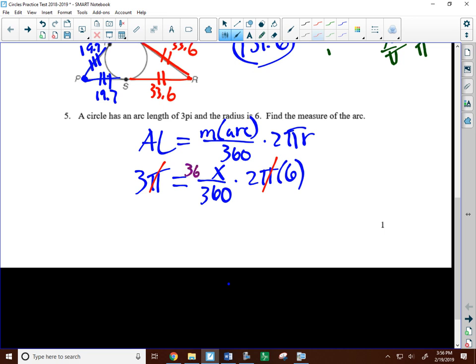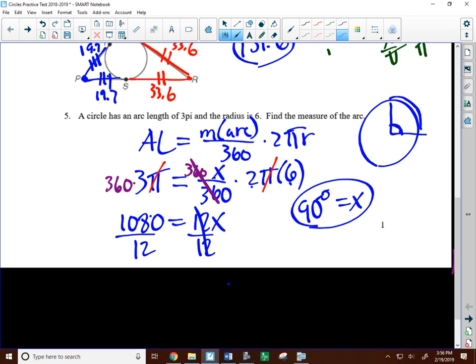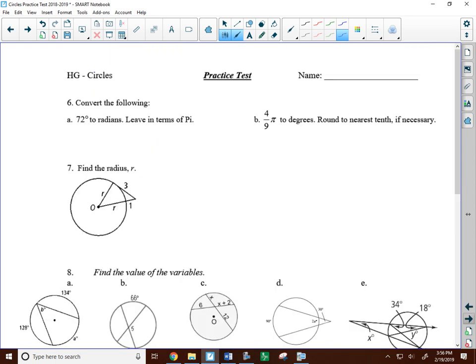Then I'm going to clear the denominator. Multiply both sides by 360. Let's see. So we'll get 1080 on the left side. x and then 2 times 6, so that's 12x on the right. Divide by 12, and we're going to get 90 degrees. That's the measure of the central arc. So we found the measure of the central angle, also the measure of the arc.